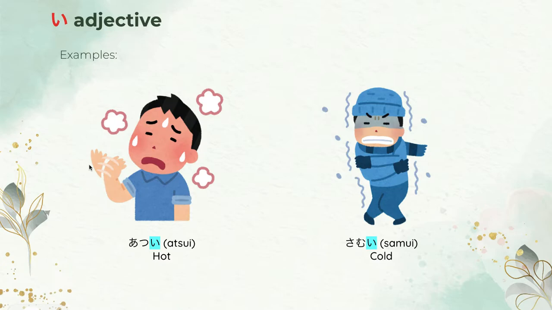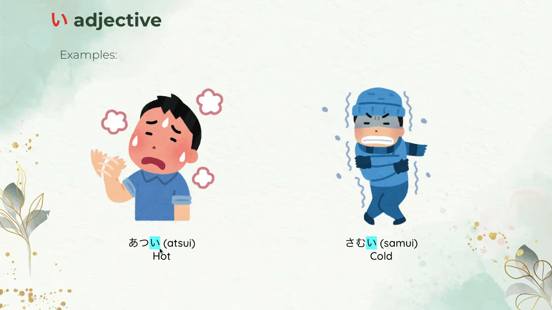So let's look at this image right here. He's waving his face, and then we could tell that he's having a red face. So obviously he's hot, and hot in Japanese is atsui. And then on the opposite side, there's a guy shivering, and having a blue face. So obviously we could tell that he's cold outside. Cold in Japanese is samui.